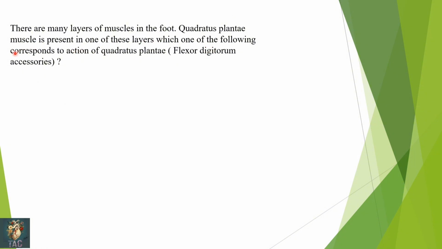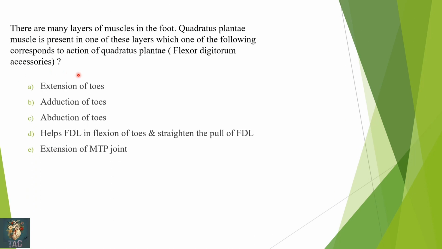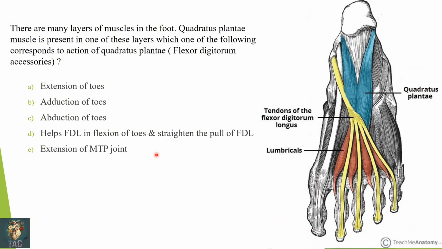Next MCQ is there are many layers of muscles in the foot. The quadratus plantae muscle is present in one of these layers. Which one of the following corresponds to the action of the quadratus plantae? That is also called the flexor digitorum accessorius. So either it causes extension of the toes, adduction of the toes, abduction of the toes, helps the flexor digitorum longus in flexion of the toes and straightens the pull of the flexor digitorum longus, or extension of the MTP joint.